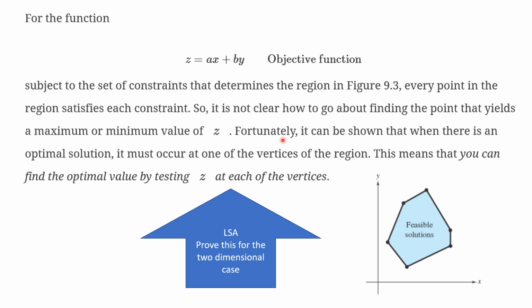But fortunately, it can be shown that when you find an optimal solution, it must occur at one of the vertices of the region. This means that you can find the optimal value by testing z at each of the vertices. This is the first LSA that I'm asking you to do. I'm asking you to write a proof that this is true for this two-dimensional case.